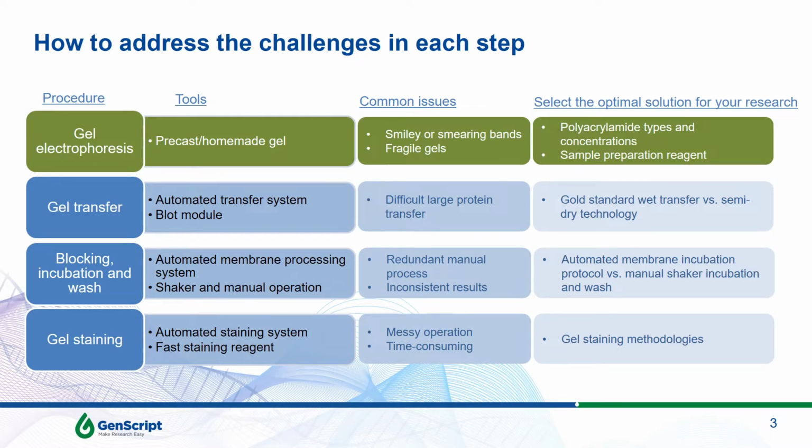Gel selection can be optimized from several technical perspectives, including the types and concentrations of polyacrylamide, which is the common composition of precast gels, and sample preparation reagents. First of all, by comparing to homemade gels, precast gels have a more uniform manufacturing process, including control on temperature, oxygen level, chemical purity and freshness, and consistency of the casting profile. So I'll focus on talking about selecting precast gels in this webinar.